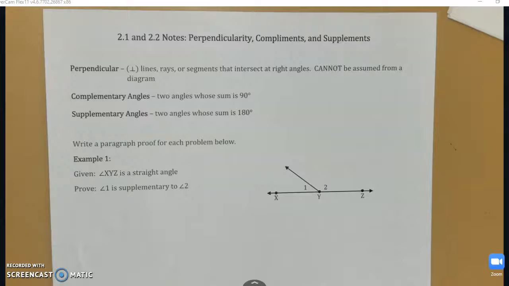We are going to do a couple more paragraph proofs today because practice makes perfect. And today we are going to look at them as they relate to some of our newer terms. So let's talk about those terms and their definitions.